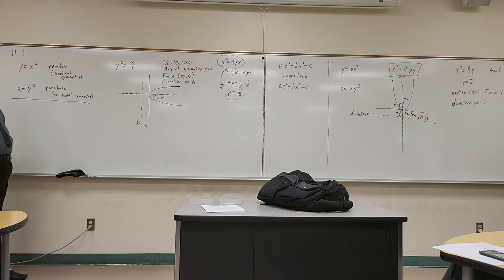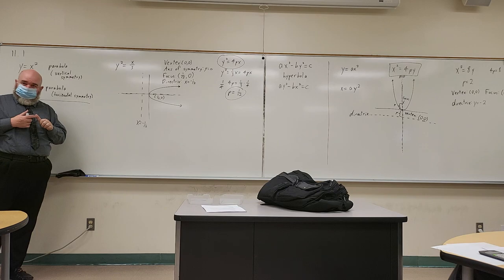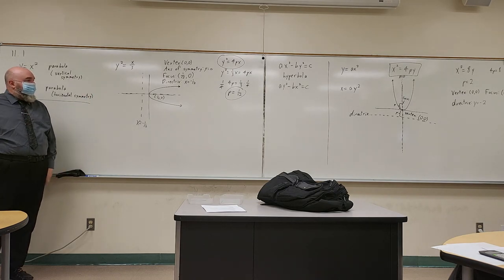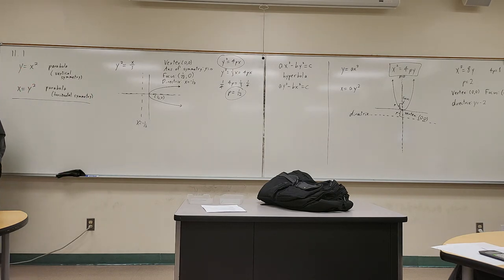I don't know if p stands for parabola. I kind of doubt it. But anyway, p is a letter we use. So, given the equation of a parabola, you should be able to determine the directrix and the focus. That's basically how that's done. Do we need to draw out the directrix? Only if you're asked to graph it.